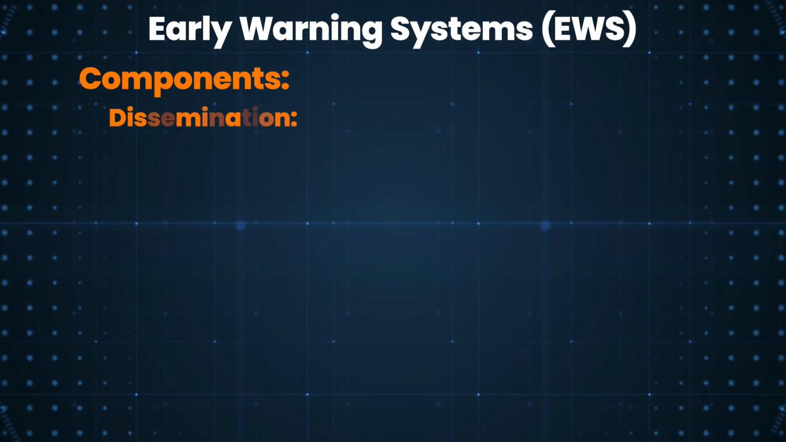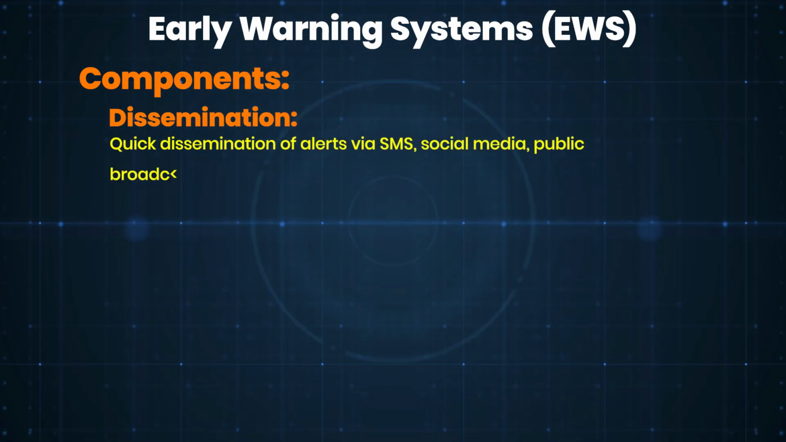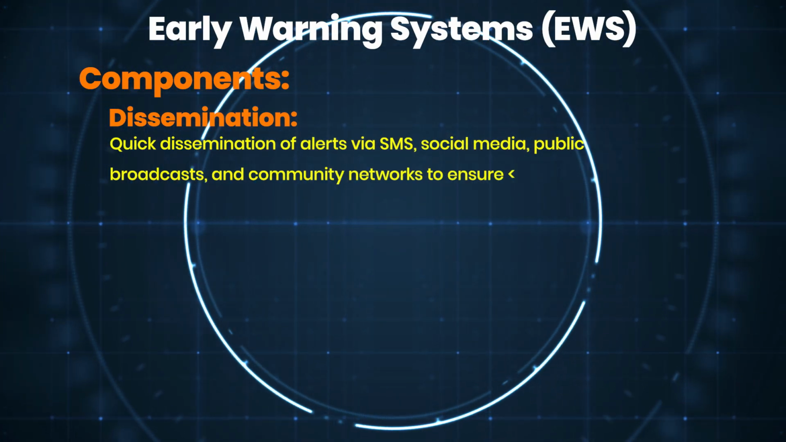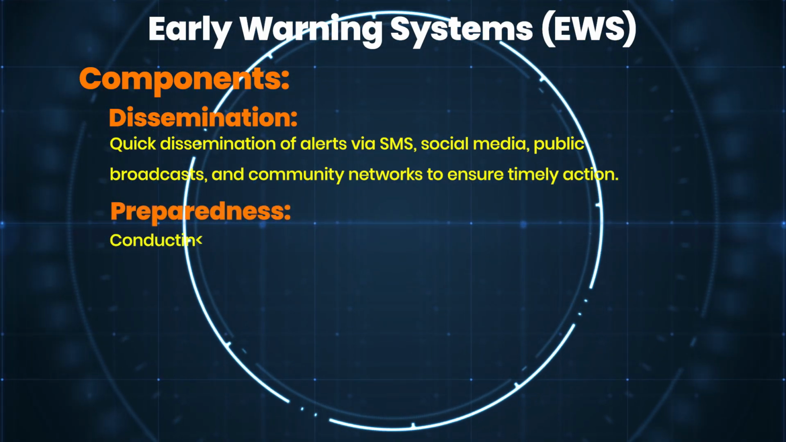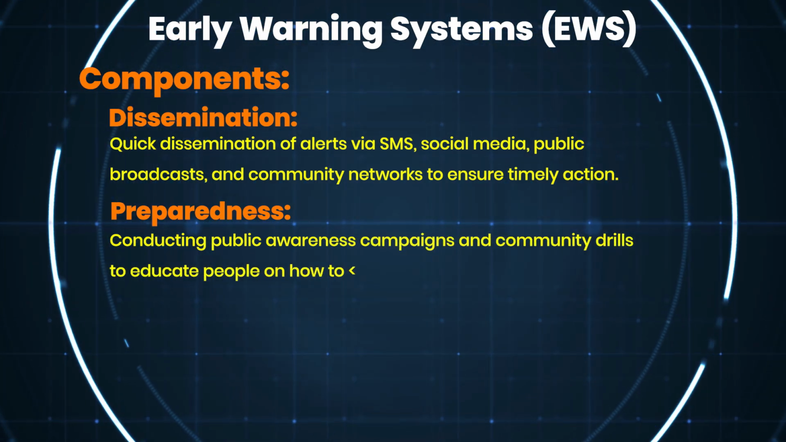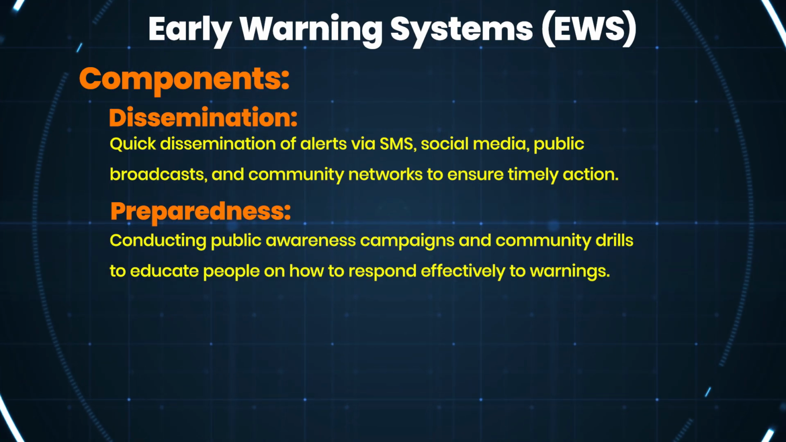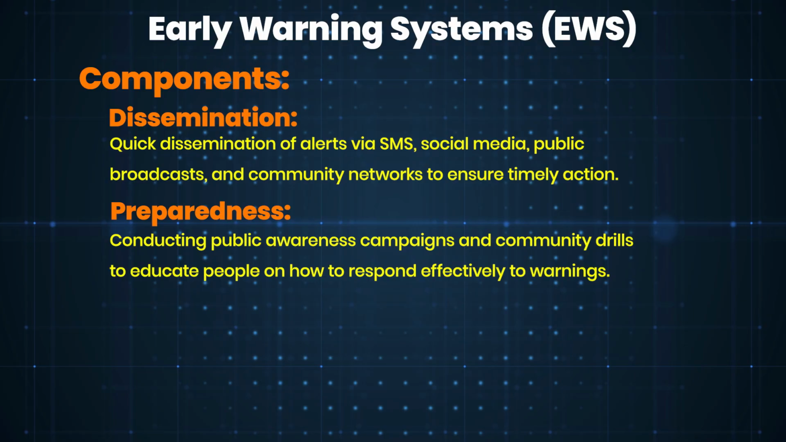And third is dissemination: quick dissemination of alerts through SMS, social media, public broadcasts and community networks to ensure timely actions. And the fourth is preparedness: conducting public awareness campaigns and drills to educate people on how to respond effectively in case of a warning, or in case a disaster actually occurs.